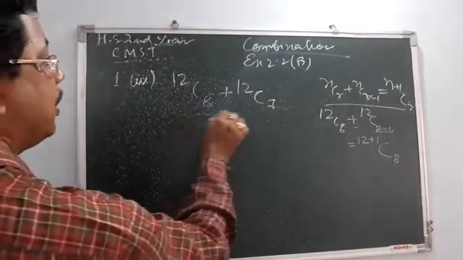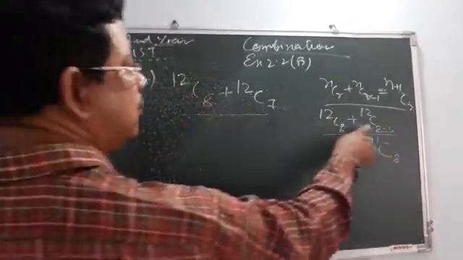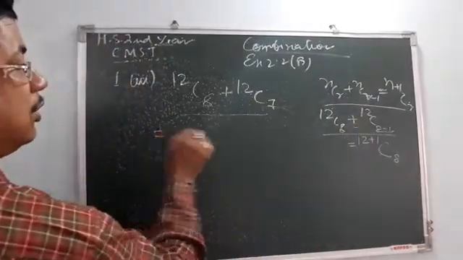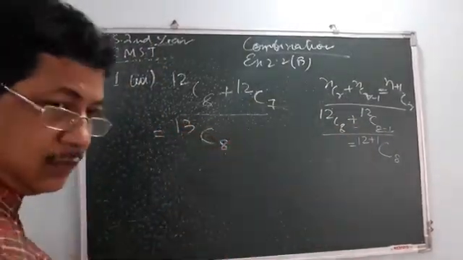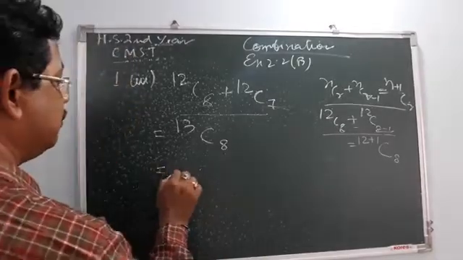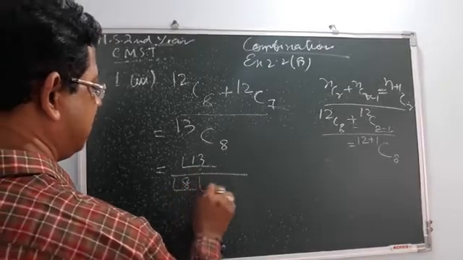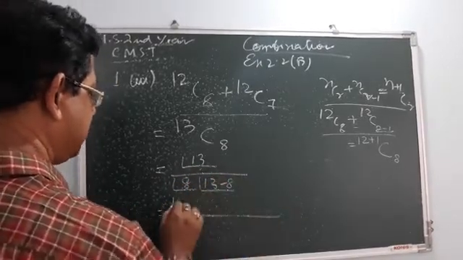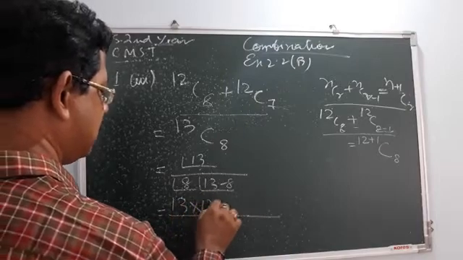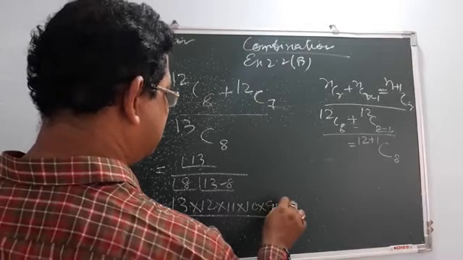Now you compare this and that. 12C8, 12C7, yes, 8 minus 7. So automatically its value will be 13C8. Now if I break it, factorial 13, factorial 8, factorial 13 minus 8. Factorial 13 can be written as 13 into 12 into 11 into 10 into 9 into factorial 8.